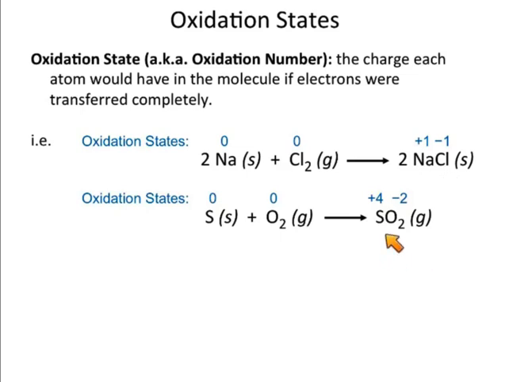Now, if you make a molecule, then things are a little different. We know that this is a covalent bond between this molecule, and the electrons are shared. They're not actually transferred. But for bookkeeping's sake, we want to have some number that we can use to describe oxidation reduction reactions. And so we just imagine, what if the electrons were completely transferred to the more electronegative element? And so for this reaction, sulfur starts at 0. Here we would assume sulfur's +4. Oxygen starts at 0. Oxygen goes to -2.